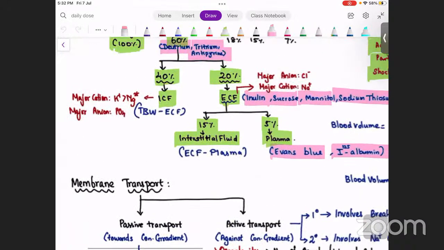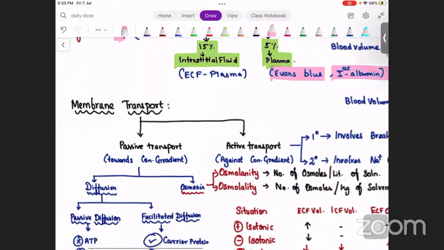Okay, so apart from that, the major cation of your ECF is sodium and the major anion is chloride, while for ICF the major cation is potassium over magnesium and the major anion is phosphate. So the major anion of your ICF is phosphate, and for ECF it is chloride. Yes, we can give radioactive iodine-125 also for prostate cancer. Yeah, we can give, no problem.